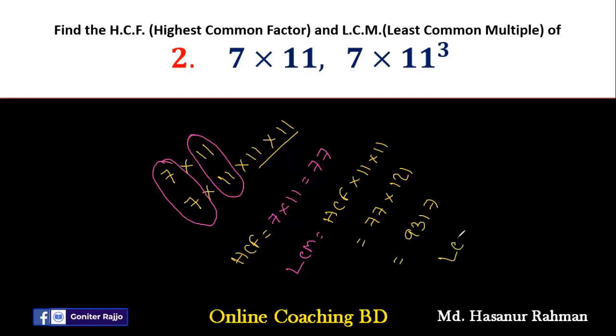And you can solve this LCM in another way also. Look at 7. In the first number, there is only one 7. In the second number, there is only one 7. So we can write only one 7. Now look at 11. Here is one 11. Here are three 11s. So we have to take the maximum 11s. So we have to take three 11s. Now if you multiply, then you will also get 9317.